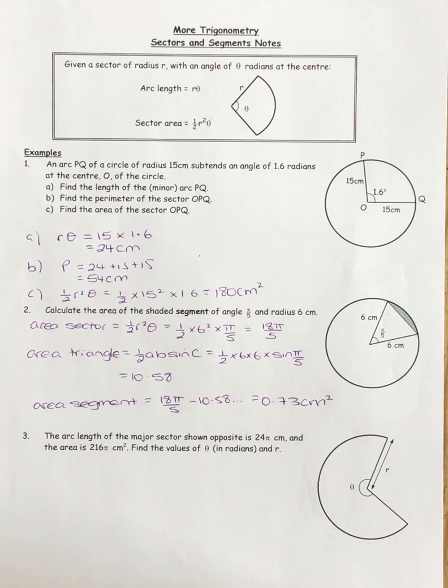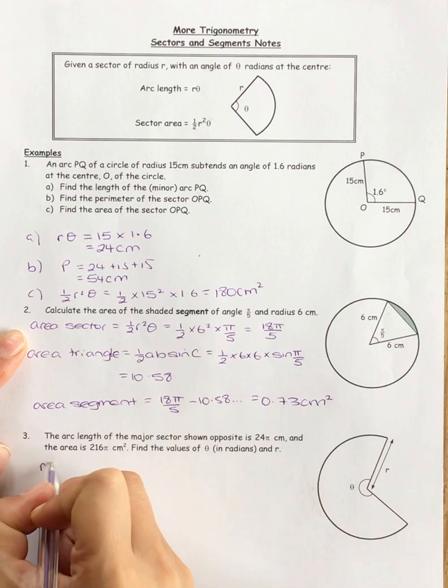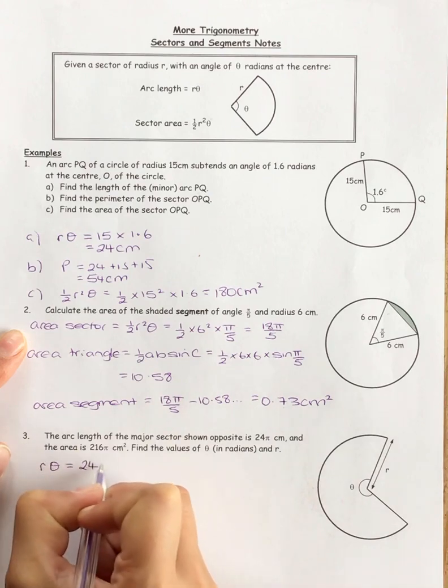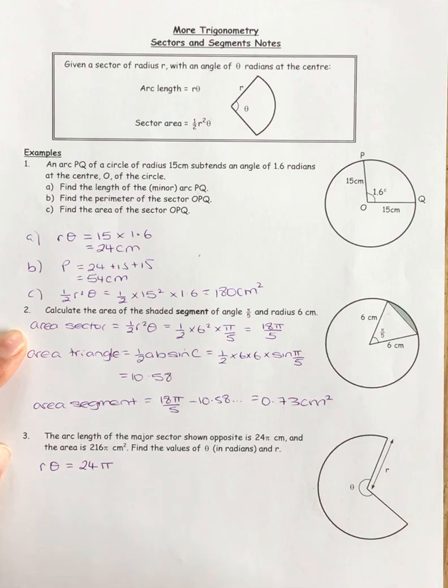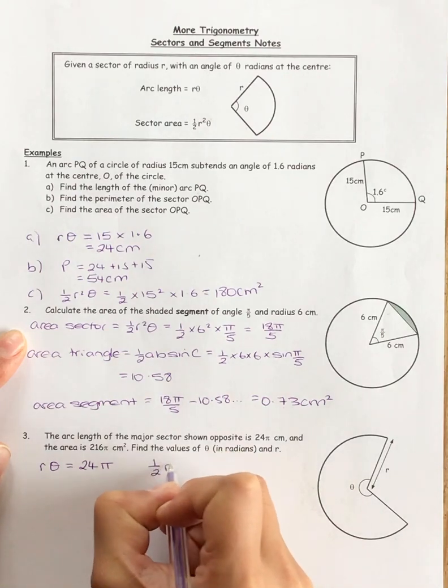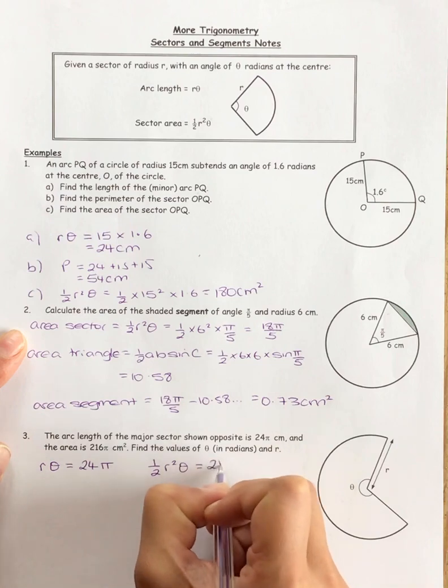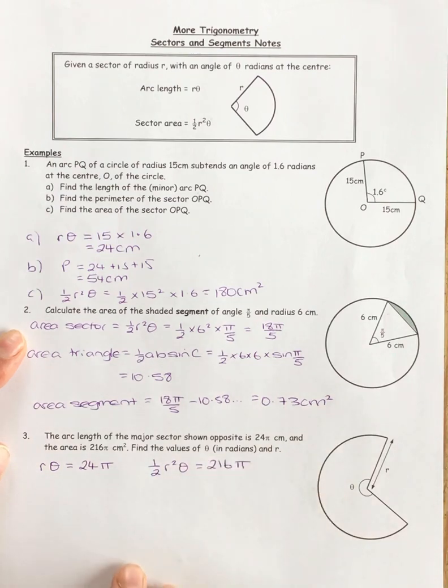For question 3, we're working in reverse. So we've been told the arc length of this sector is 24 pi. Remember, arc length is r theta. And we're told that the area is 216 pi. So a half r squared theta is 216 pi. And we have two unknowns in two equations. So this is simultaneous equations, but not like any simultaneous equations we're used to seeing.